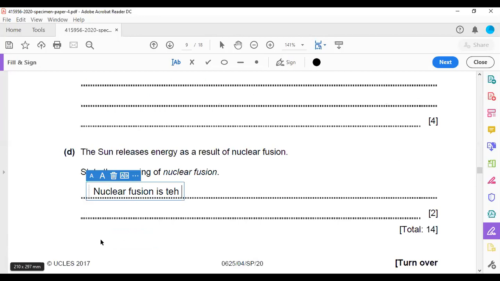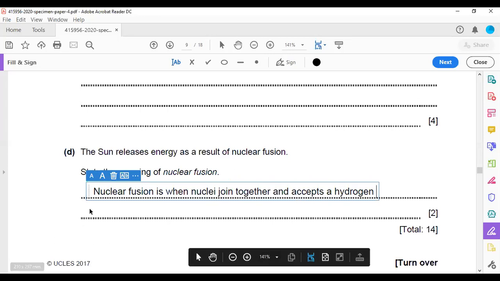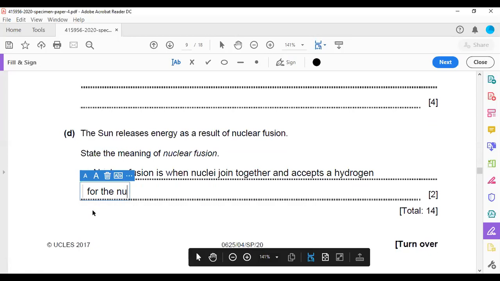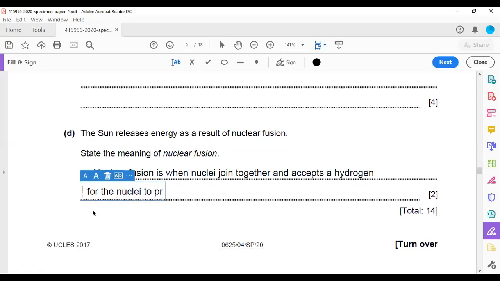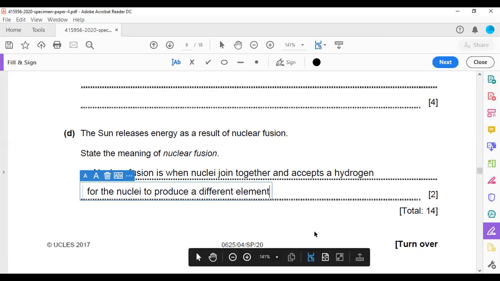Nuclear fusion is the joining of nuclei. When more than one nuclei join together, they produce a different element. Good, which is what we did in radioactivity.